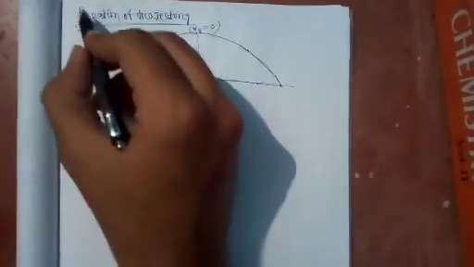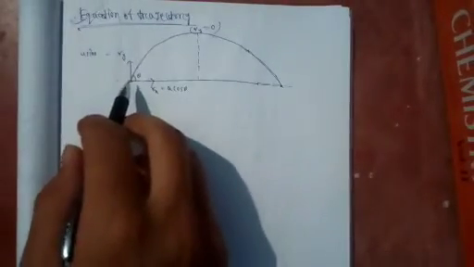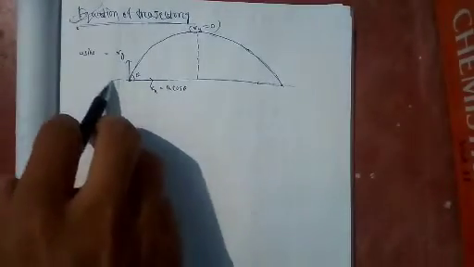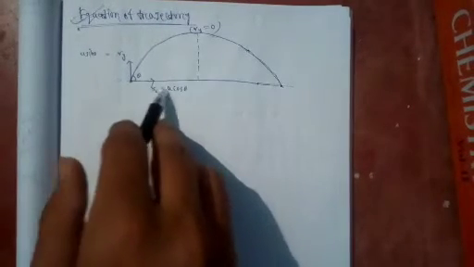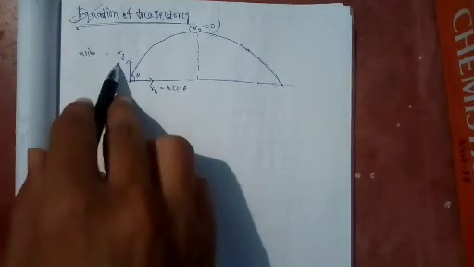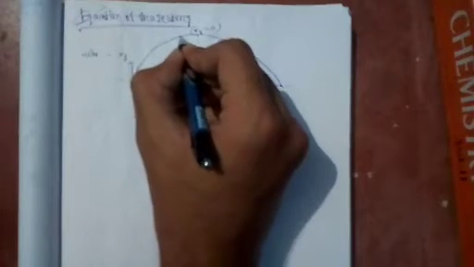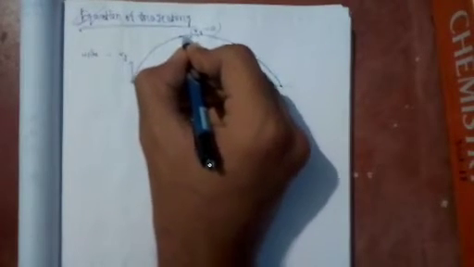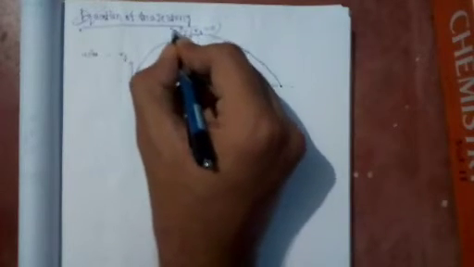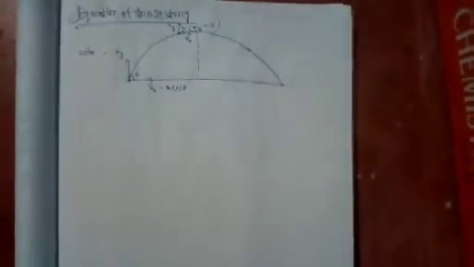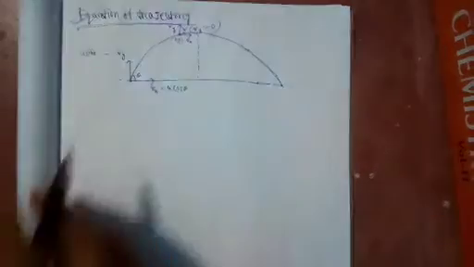Now you have to discuss the equation of the trajectory. What is the equation of trajectory? Let's consider a ball that is thrown from the horizontal surface. Then it makes an angle theta with the horizontal, that is vx is equal to u cos theta, and the vertical one vy is equal to u sin theta. Then let's consider the ball is at a point P at any instant of time, at coordinates x and y.